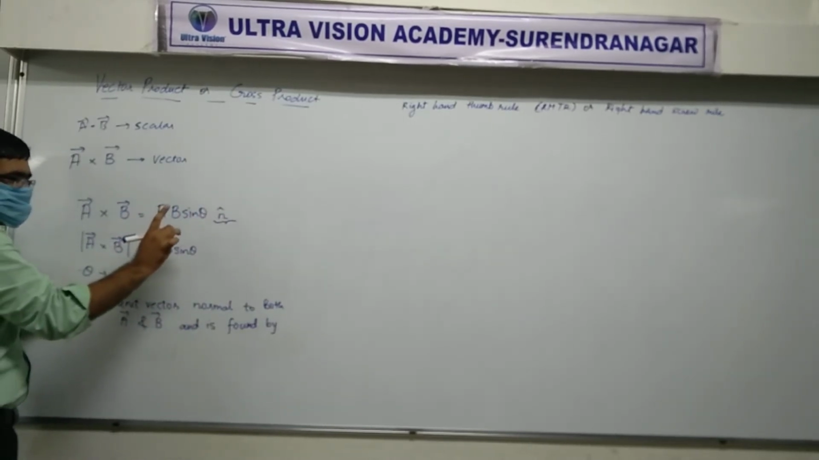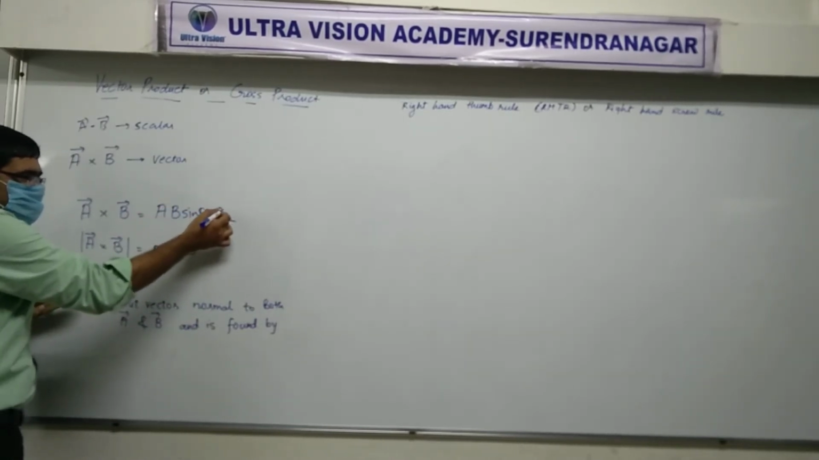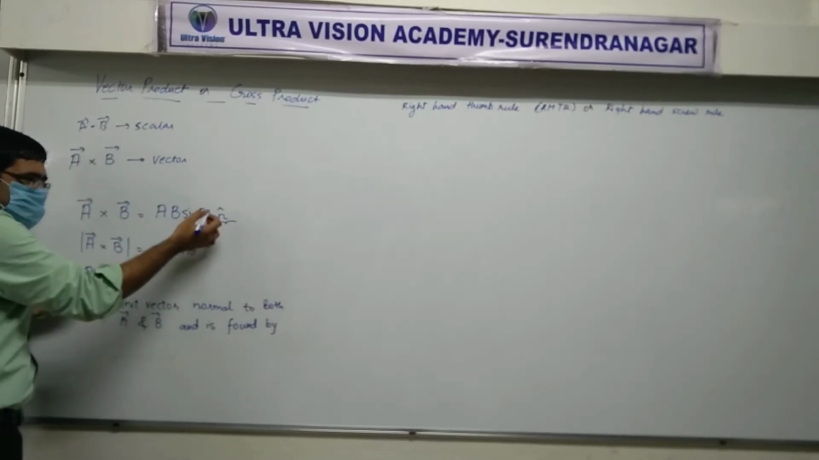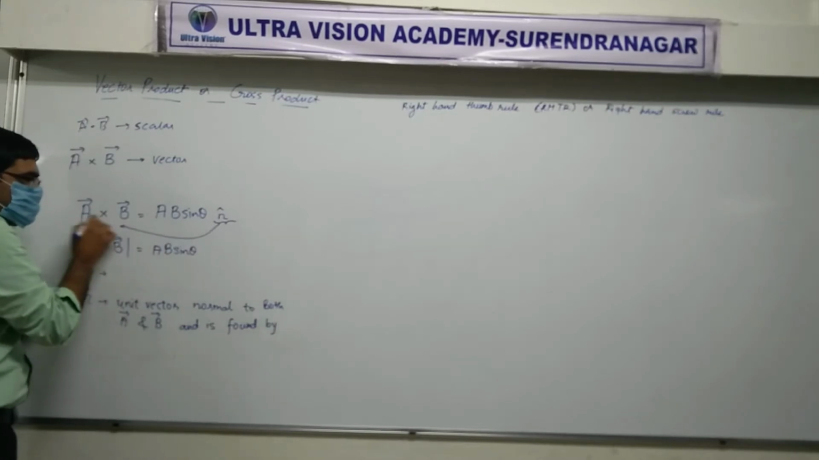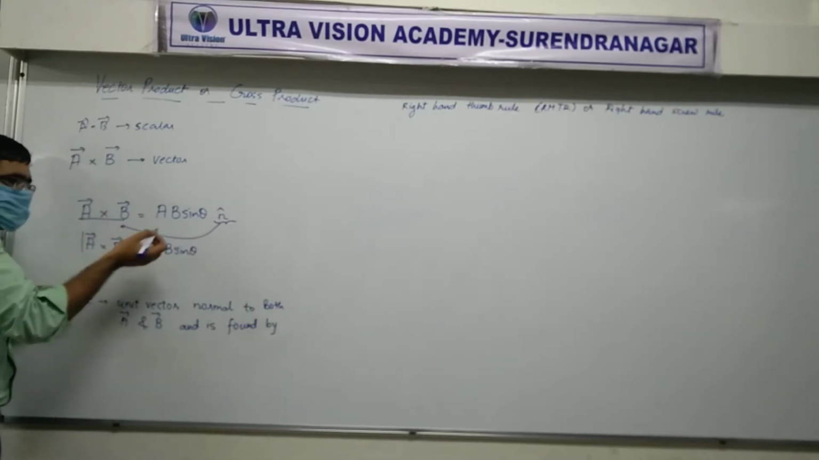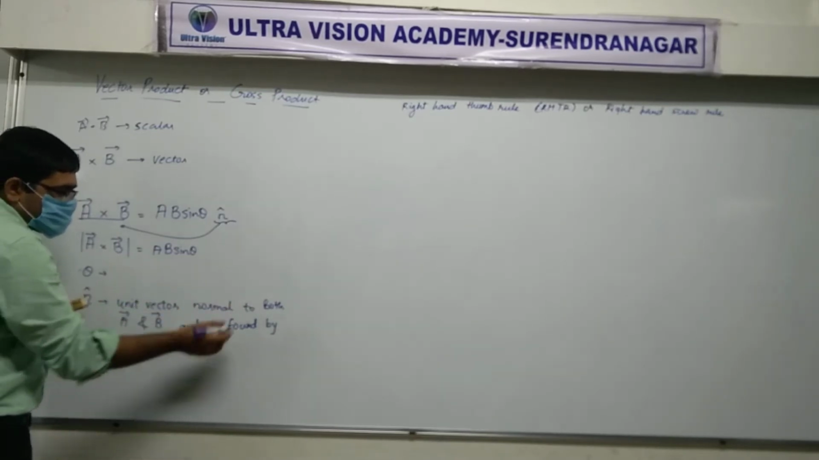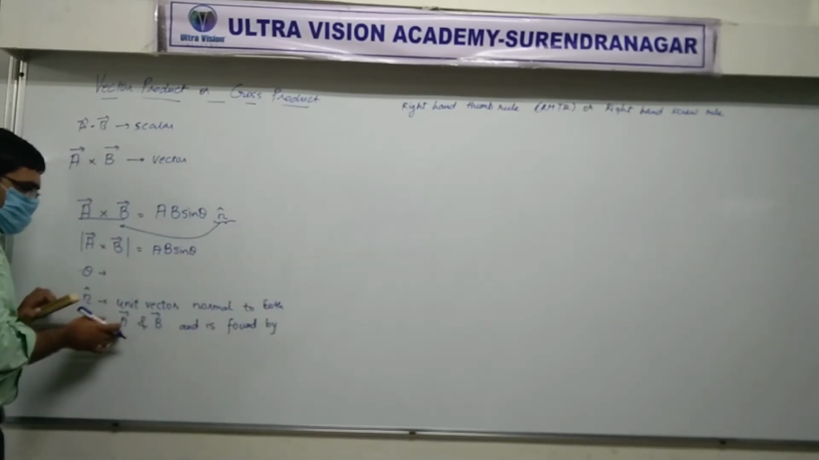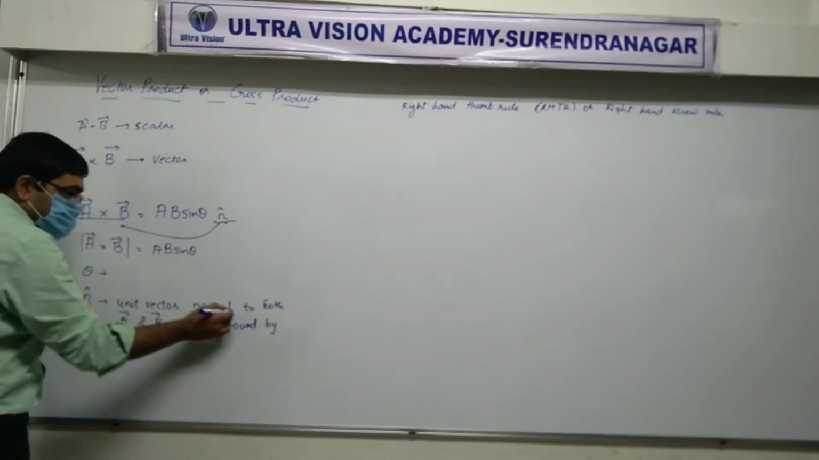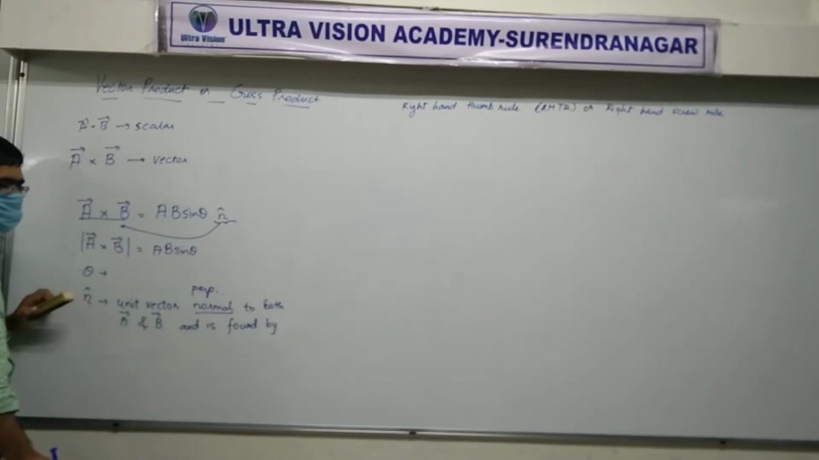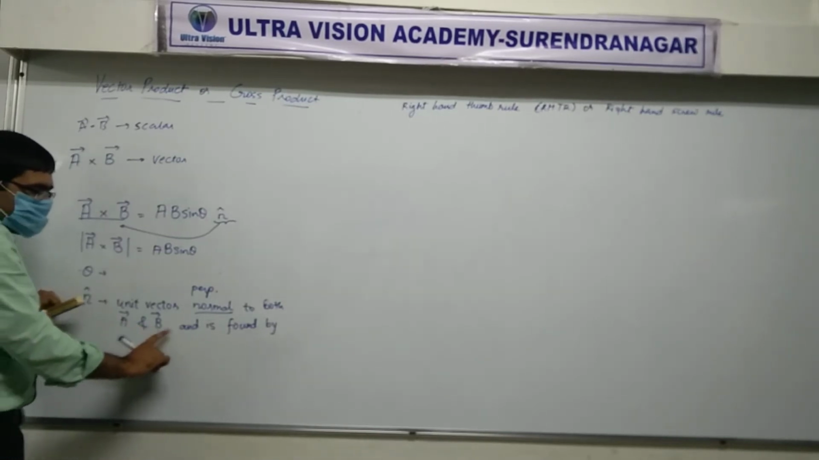Why? How do I know it's a unit vector? Because n hat. Now this unit vector has a direction. Right? This is indicating the direction of this a vector cross b vector. What's that unit vector? It is a unit vector normal to both. To both what? A vector and also to b vector. Normal means what? Perpendicular. Normal means perpendicular to both a vector and b vector.